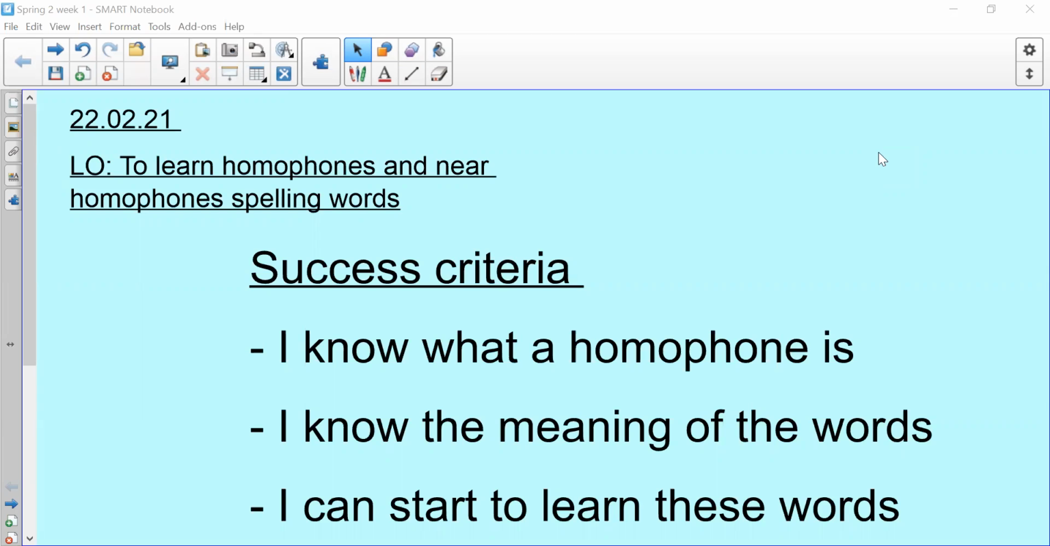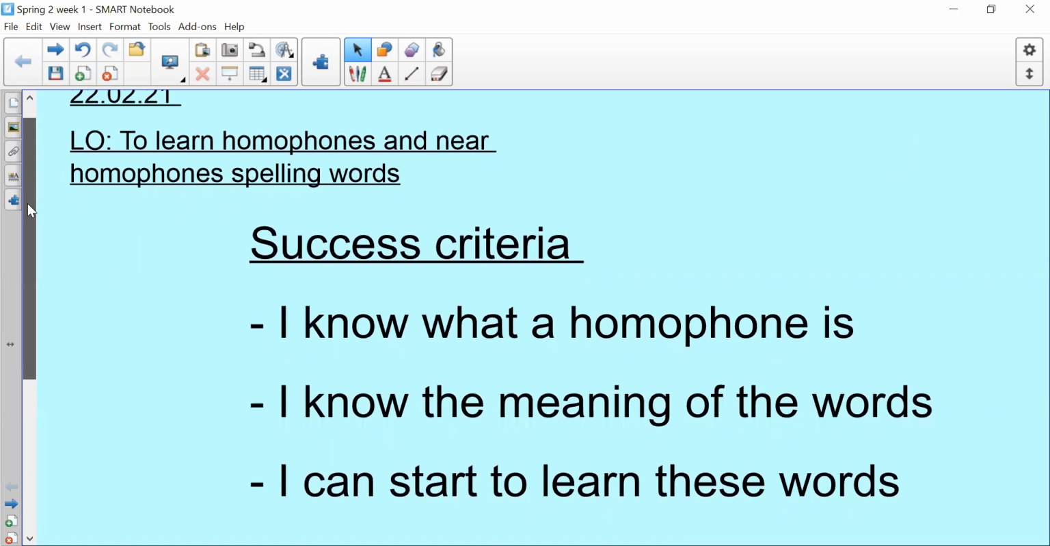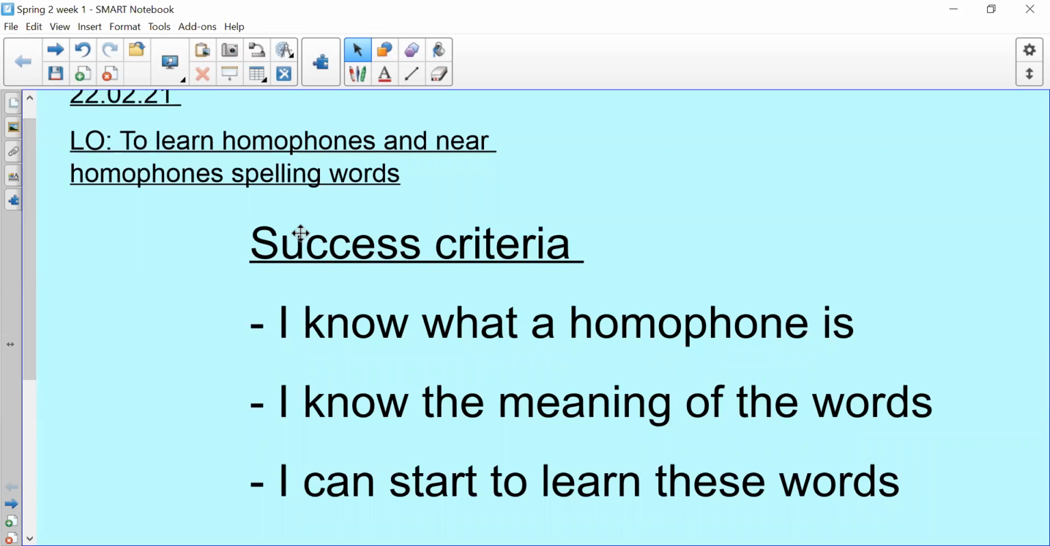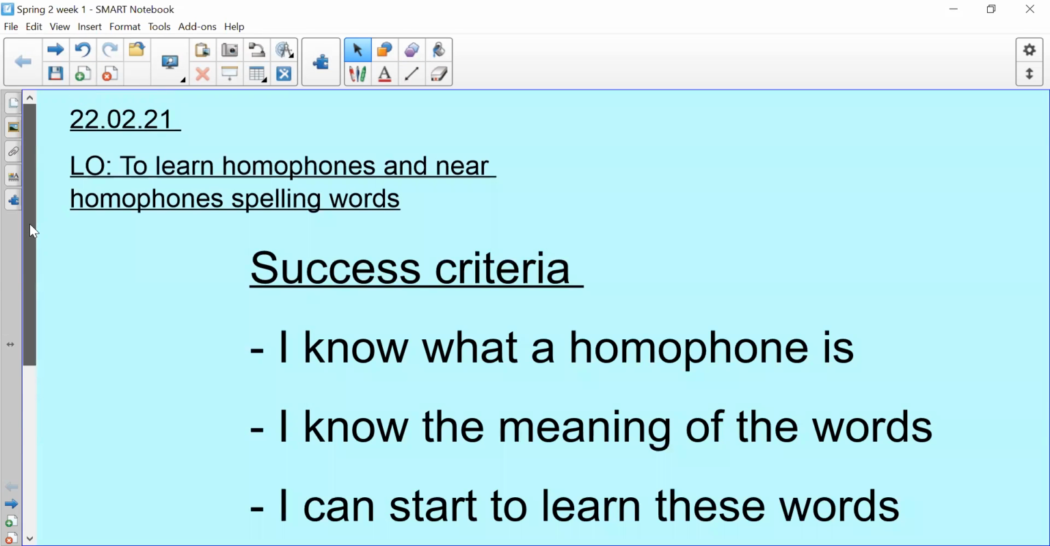The date is the 22nd of the 2nd, 2021, and your learning objective today is to learn homophones and near homophones spelling words. So how are you going to be successful in achieving your learning objective today? Well, hopefully by the end of the lesson, you'll know what a homophone is, you'll know the meaning of the words that you'll be learning for spelling, and you'll be starting to learn these words. Okay?